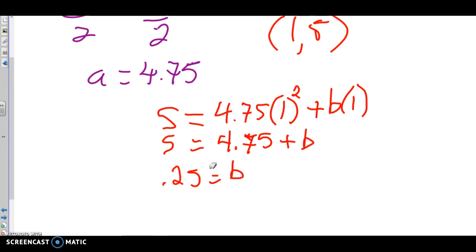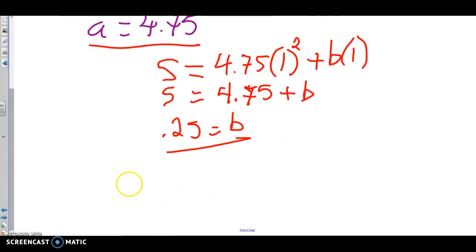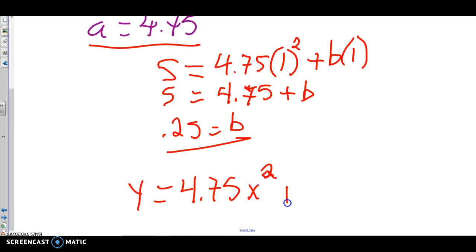So now I have my A value, my B value. I know C is nothing, so my equation is y equals 4.75x squared plus 0.25x. And that's it, because the C value is 0. The plus 0 is not wrong, but it's not needed. So that is number 6 on page 5.